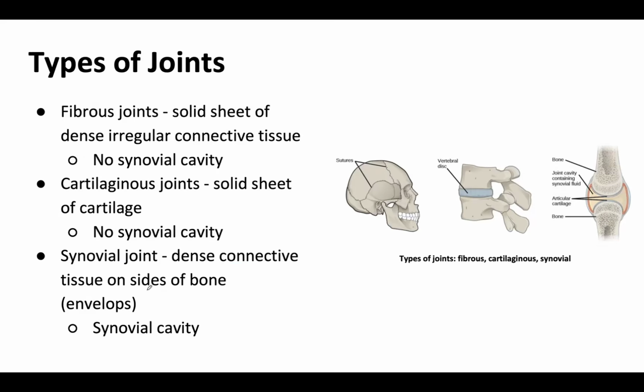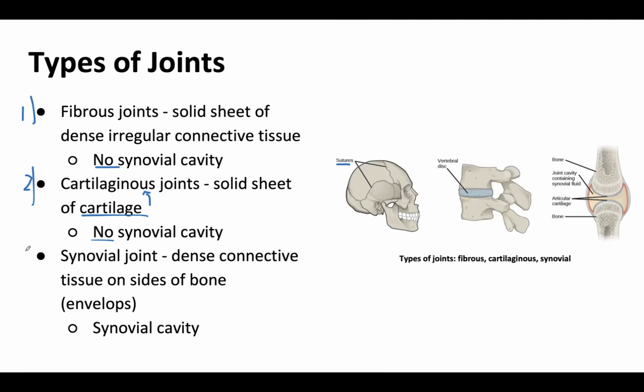So the 3 types of structural joints are fibrous joints. Fibrous joints have bones connected by a solid sheet of dense, irregular connective tissue, and there is no synovial cavity. So, an example of a fibrous joint are the sutures in the skull. There are also cartilaginous joints. These do not have a synovial cavity either, and the bones are going to be connected by a solid sheet of cartilage, as its name would suggest.